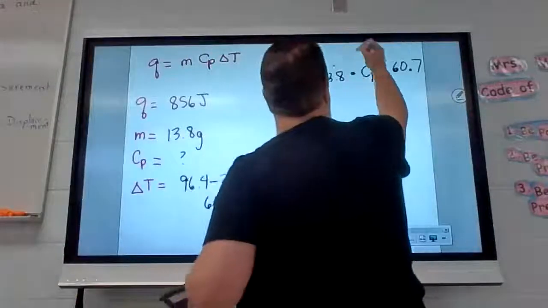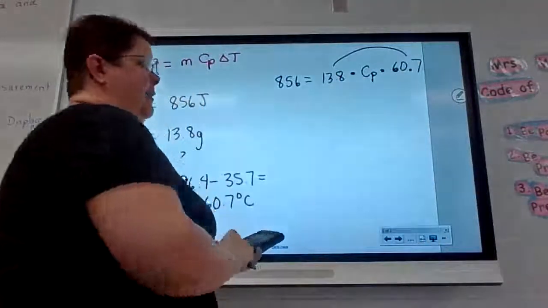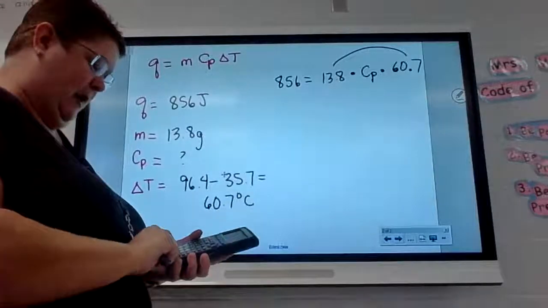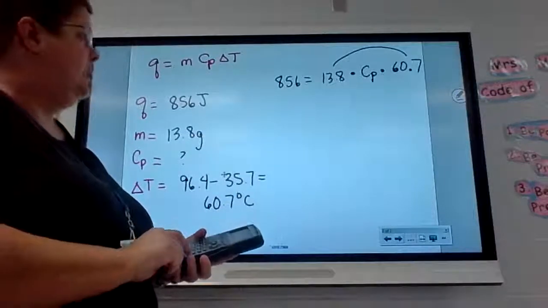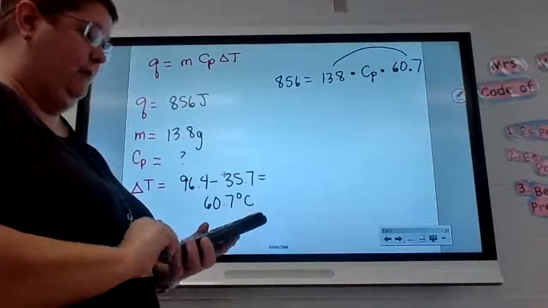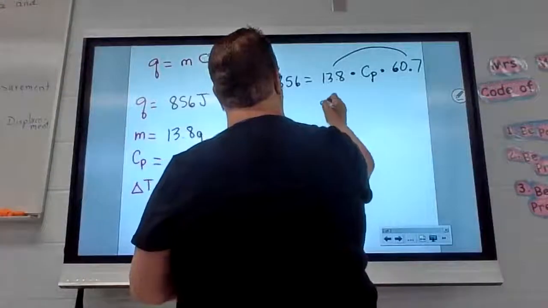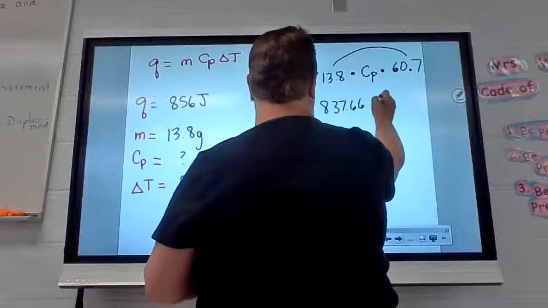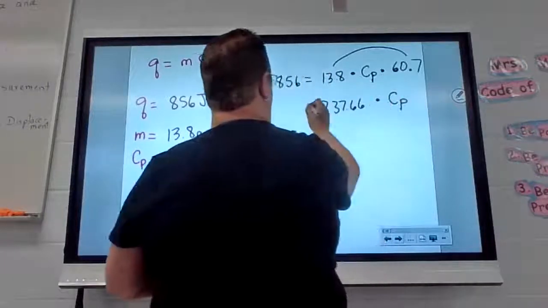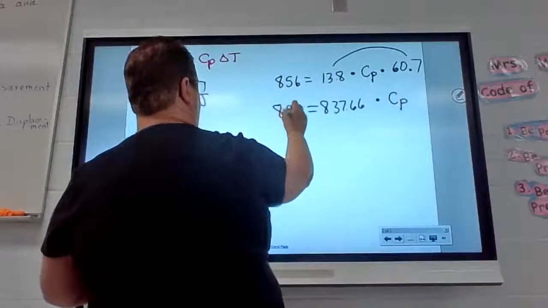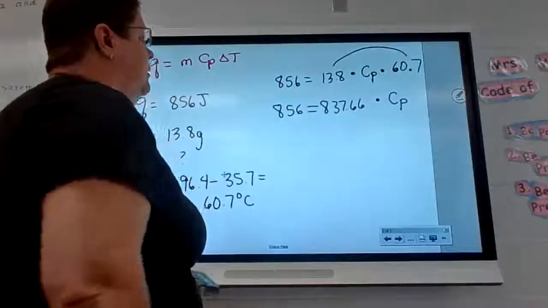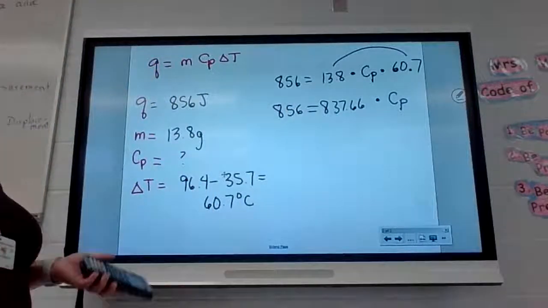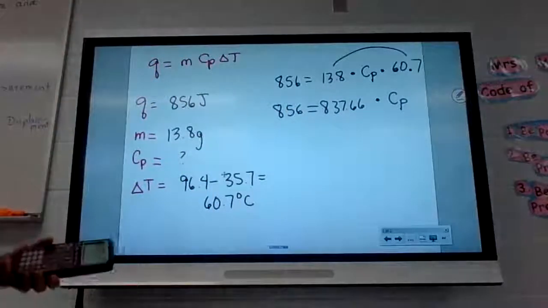Okay, that's called combining like terms. They're on the same side. For those of you who forgot that language in math class, 13.8 times 60.7 is 837.66. And you don't have to actually write this down. I'm just doing it for instructional purposes. So that gives us, we've isolated the variable, combined like terms, whatever you want to call it.